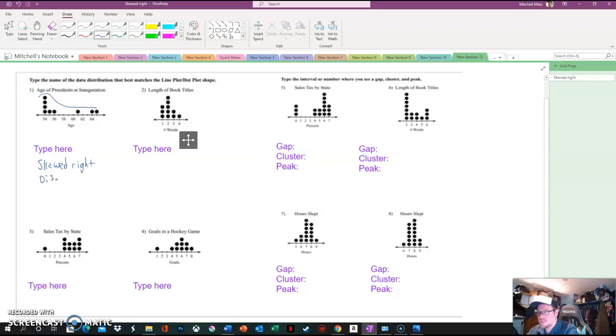So you would have to type. I can draw because of my tablet. So that's what we call a skewed right distribution. All the data to the left starts disappearing to the right.